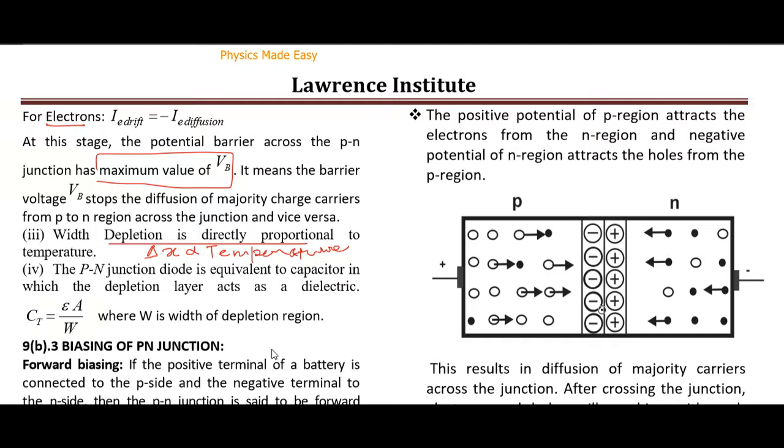The p-n junction diode is equivalent to a capacitor. How is it equivalent to a capacitor? The depletion layer acts as dielectric. C_T is equal to epsilon A by W. W is the width of depletion region. And next is the biasing. Biasing of p-n junction.